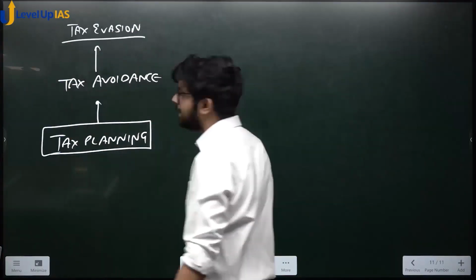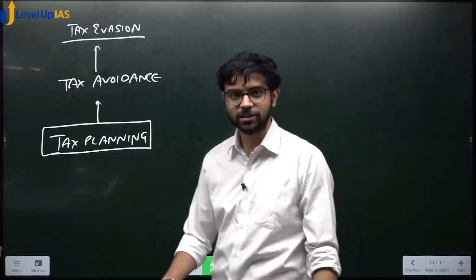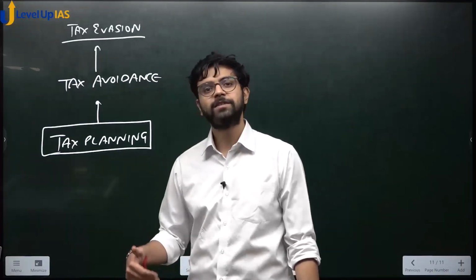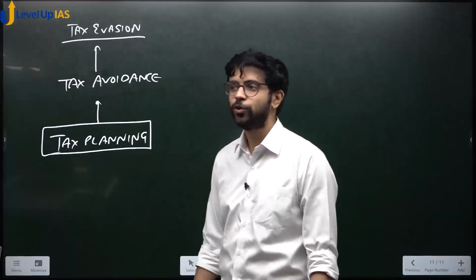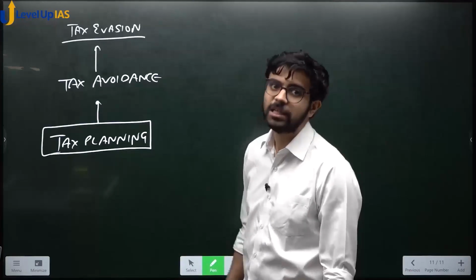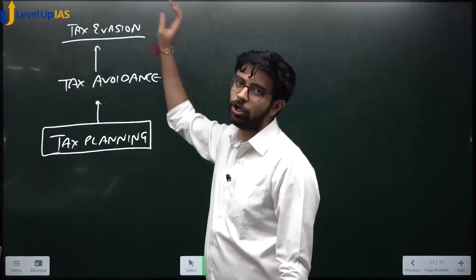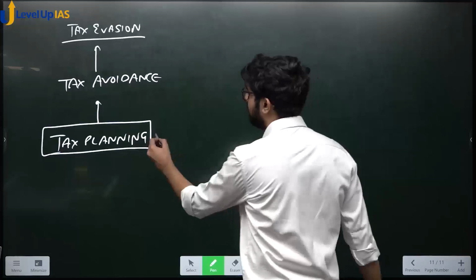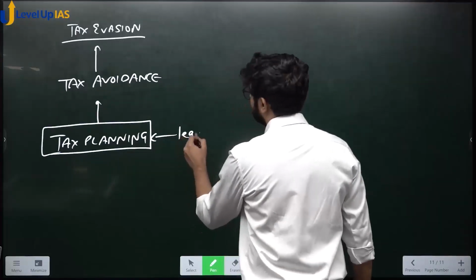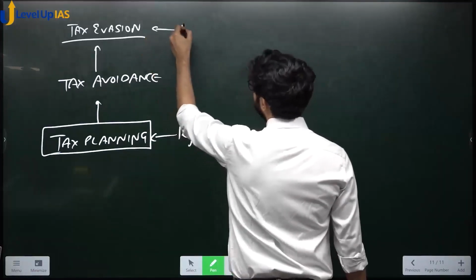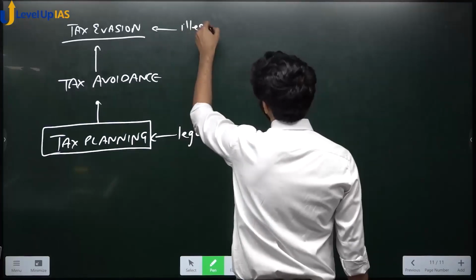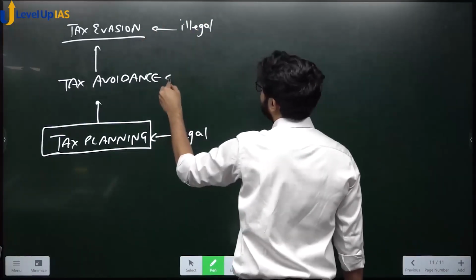I hope evasion has a more negative connotation. Tax evasion is like evading arrest. Suppose they say that thieves are evading arrest, or they have hidden, which means they are breaking the law. This is completely legal. This is absolutely illegal. Means not paying tax, black money and all, and this is a grey area.